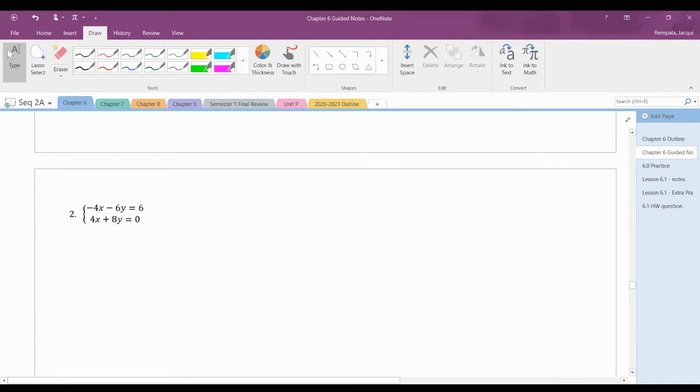Okay, first step, we want to make sure that all of our like terms are lined up. So notice that we've got an x on top of another x. We've got a y on top of another y. The equals are lined up. And then those numbers are lined up. So the first step checks out. All our like terms are already lined up.